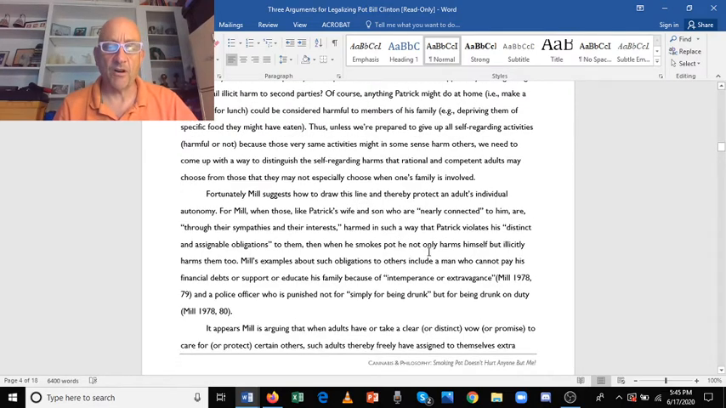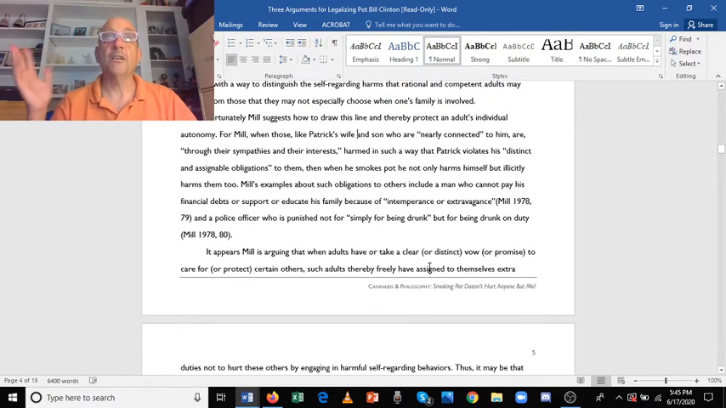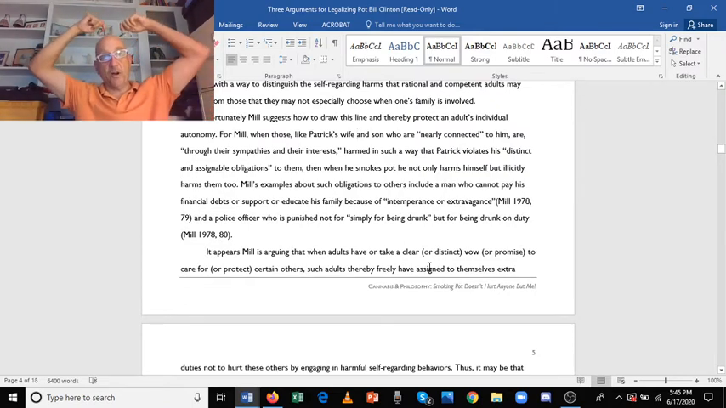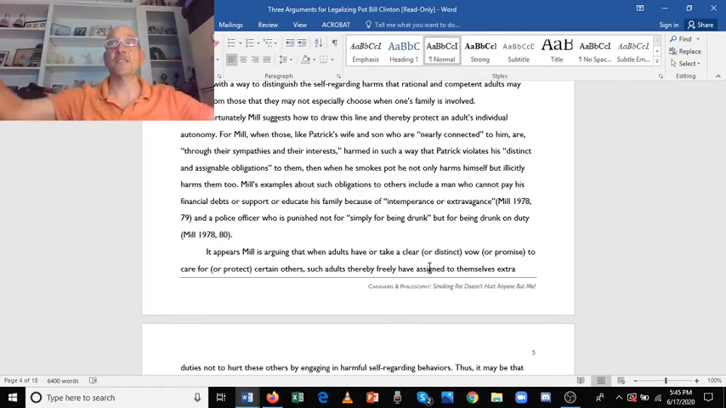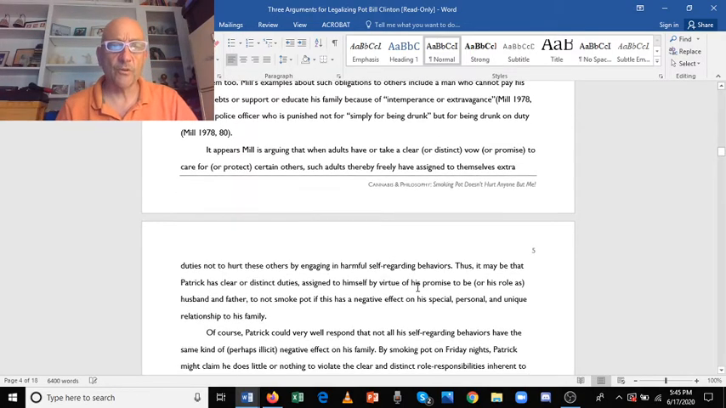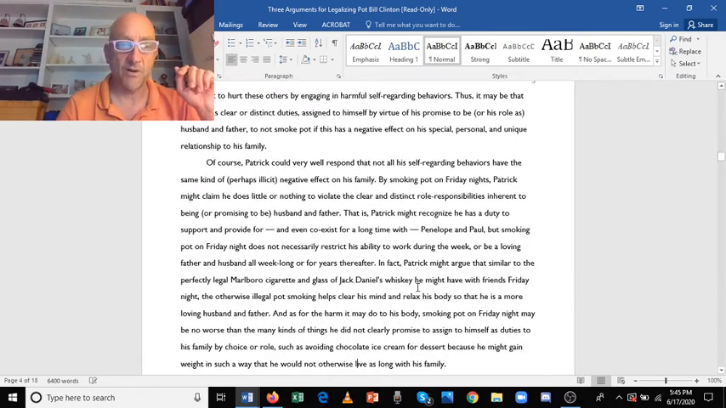Mill's examples, of course, are a person who can't pay his debts and therefore can't support his family, or a police officer who's drunk on duty. We recognize there that there's a clear, distinct duty, assignable to the party harming himself, not to do those things for special others, right? For the cop, it's the public, and for the fellow in debt, it's his family. In other words, Mill appears to be arguing that adults have a clear, distinct promise or vow to protect certain others, and then they've given themselves special duties not to harm themselves too much.